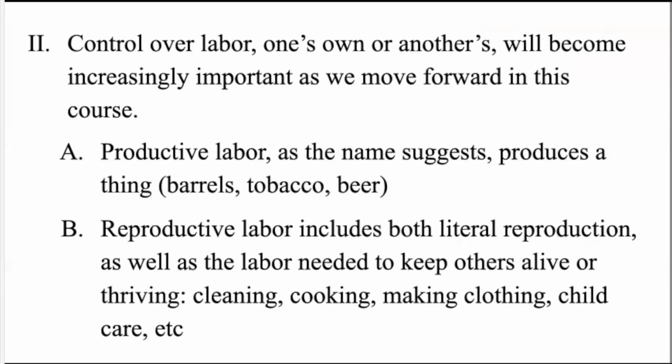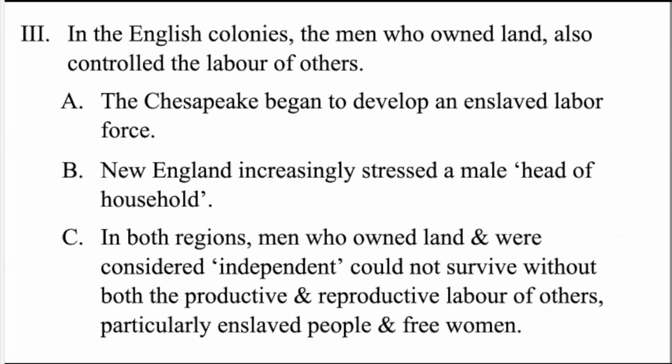Productive labor, as the name suggests, produces a thing: barrels, tobacco, beer. Reproductive labor includes both literal reproduction as well as the labor needed to keep others alive or thriving: cleaning, cooking, making clothing, childcare, and so on. In the English colonies, the men who owned land also controlled the labor of others. The Chesapeake began to develop an enslaved labor force. New England increasingly stressed a male head of household.